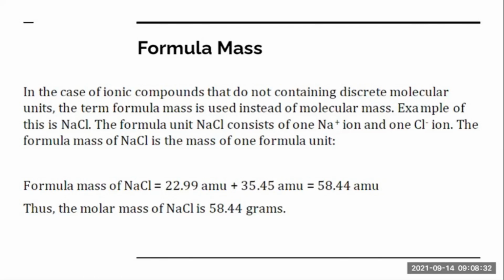Okay. So Na is 22.99, Cl is 35.45. So the molar mass of NaCl is 58.54 grams. Okay. So it's just the same. What it's just trying to say is that usually in ionic compounds there's no multiple atoms in a formula. Okay. Usually ionic compounds are straightforward.